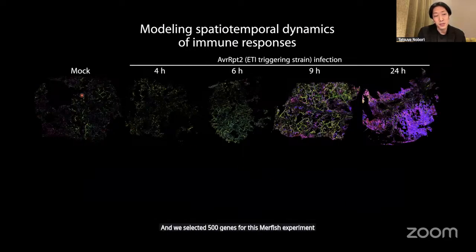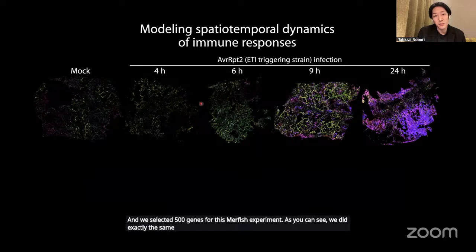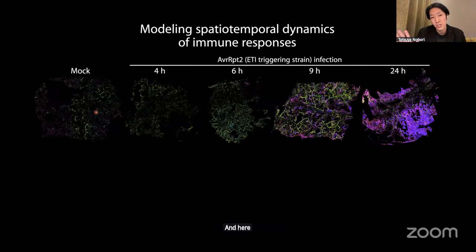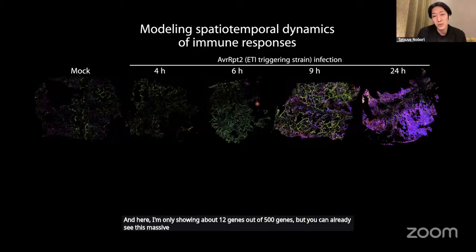As you can see, we did exactly the same time course experiment, including mock and pathogen-infected samples. This is the immune activating pathogen. And here I'm only showing about 12 genes out of 500 genes, but you can already see this massive transcriptional reprogramming upon pathogen attack with some interesting spatial patterns.